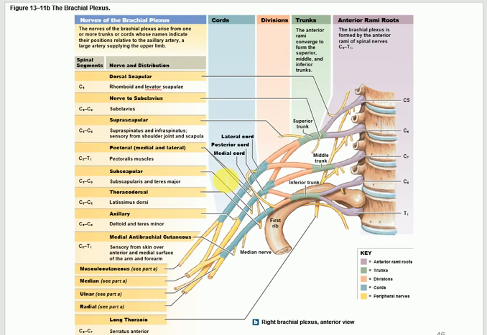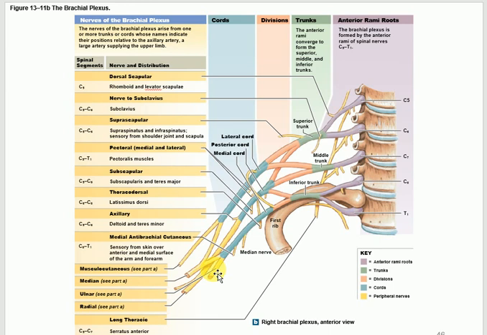So these are the cord levels. Medial cord, lateral cord, posterior cord. Branches. Branches from the medial cord, ulnar nerve. You see this nerve? Ulnar nerve.